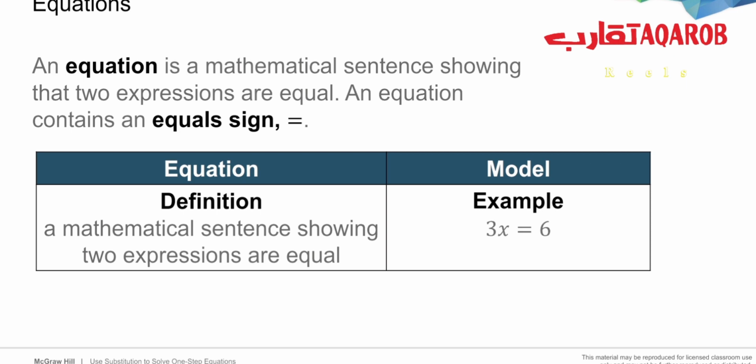An equation must have an equal sign that shows that the two sides of the equation are equal. It's a mathematical sentence showing two expressions are equal, and one example is 3x equals 6. This means there is a number you can replace x by, multiply it by 3, and it must give you 6.